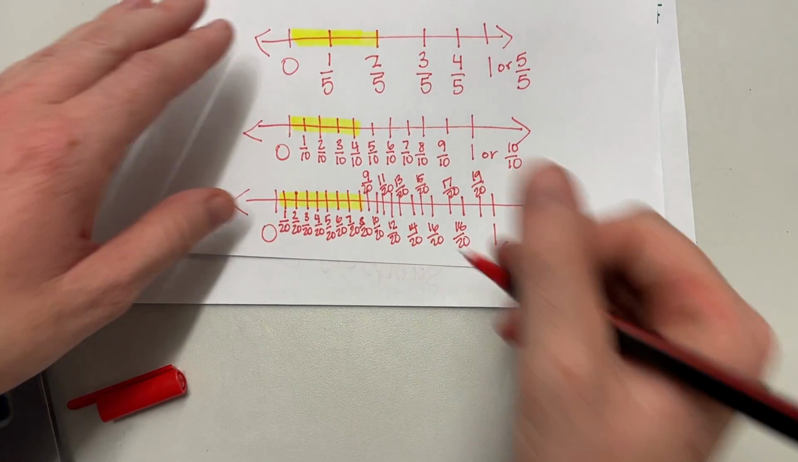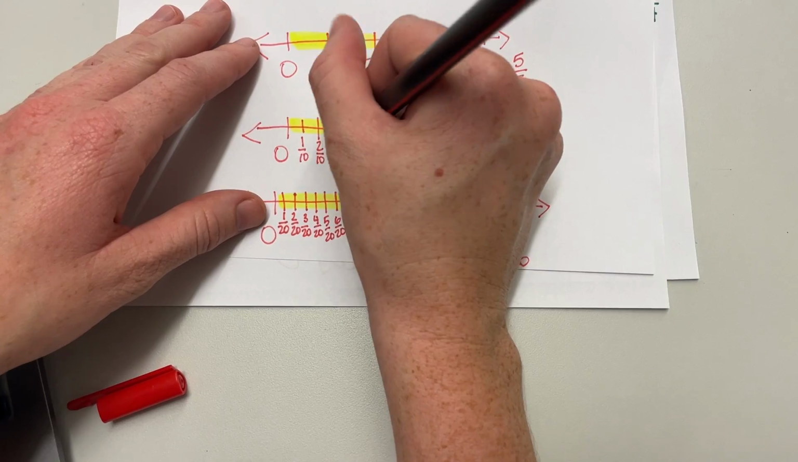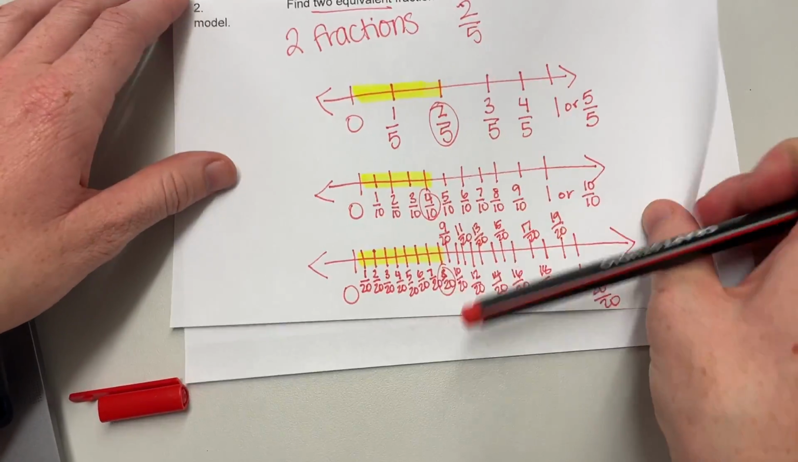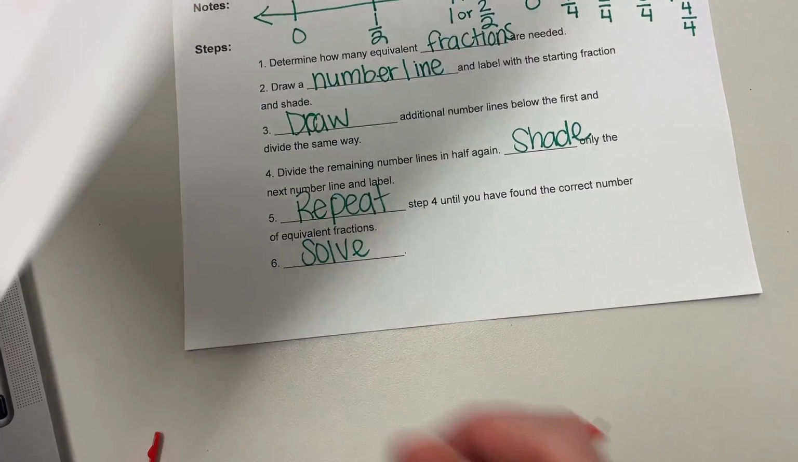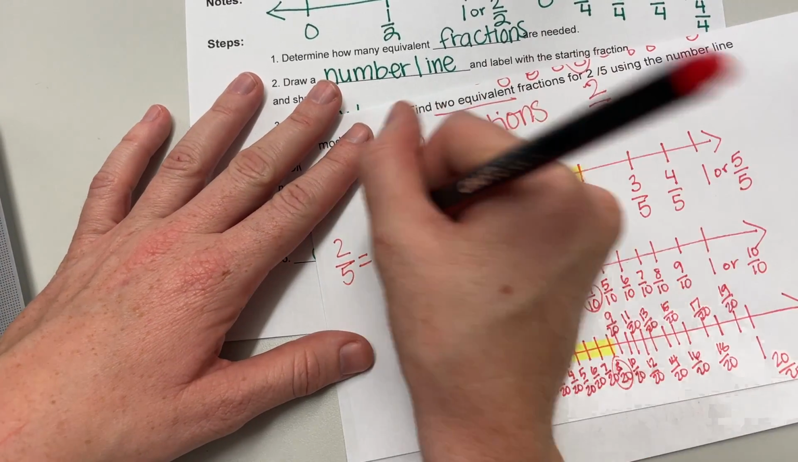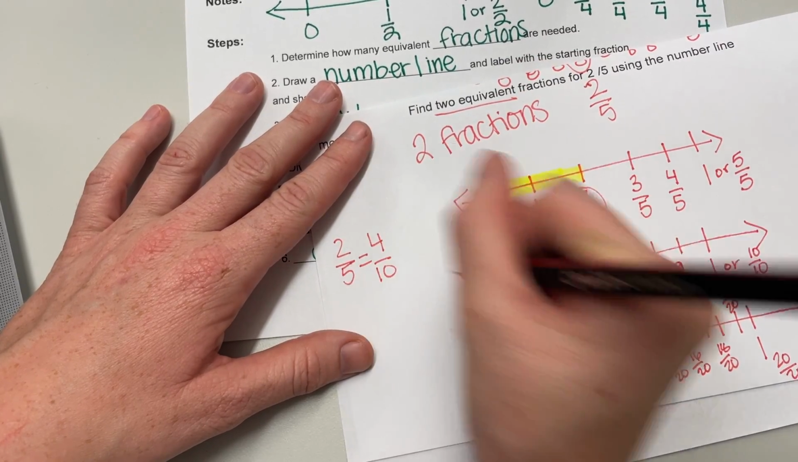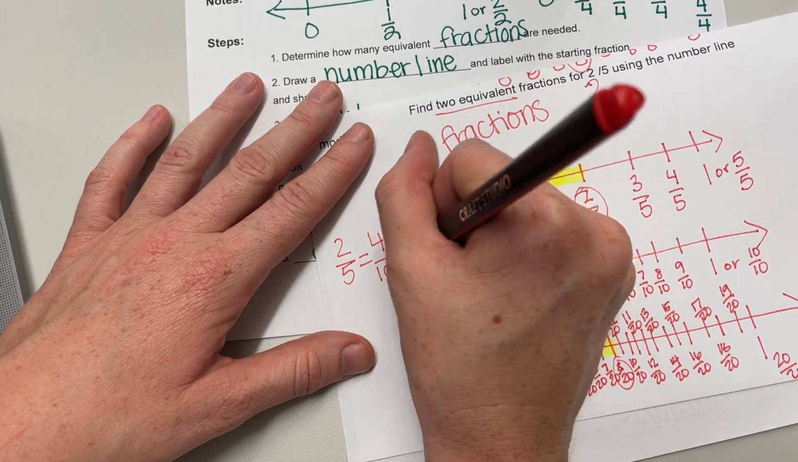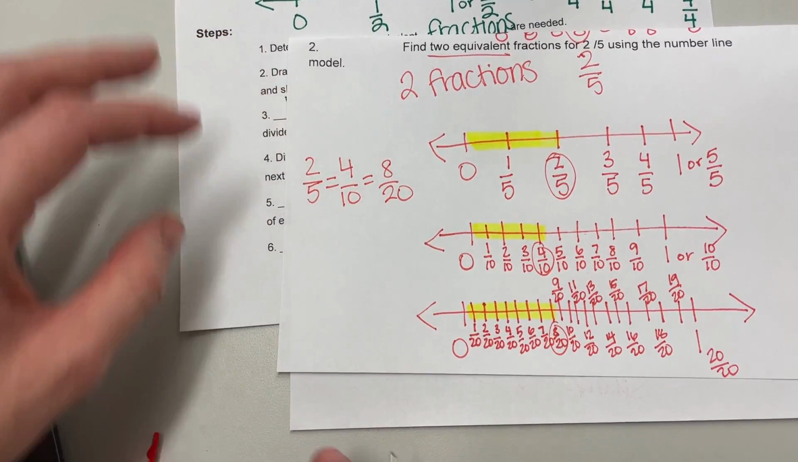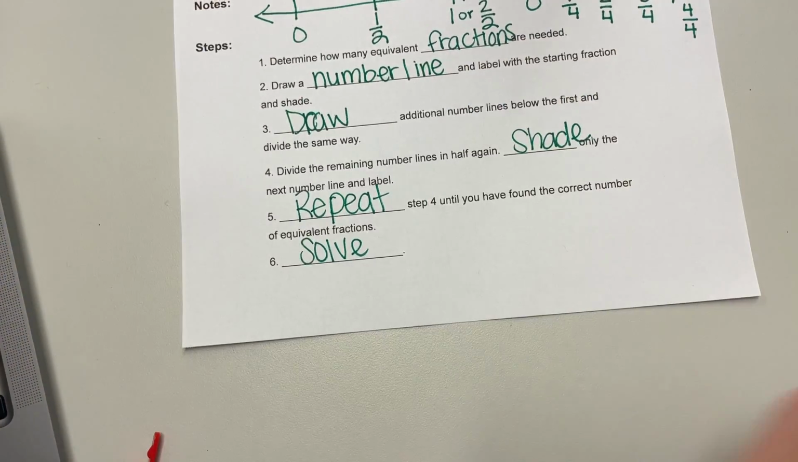Okay, so I'm going to circle the ones that are all equivalent. That's up until the shaded part, and I am doing my final step. I'm solving. So 2/5 is equal to 4/10, which is equal to 8/20. And again, you might be starting to see that pattern that I was talking about yesterday.